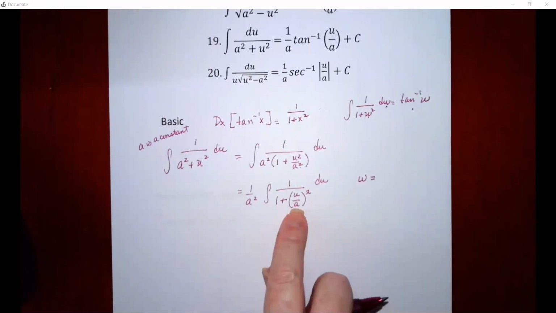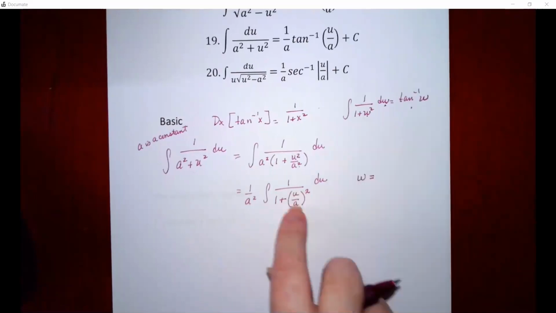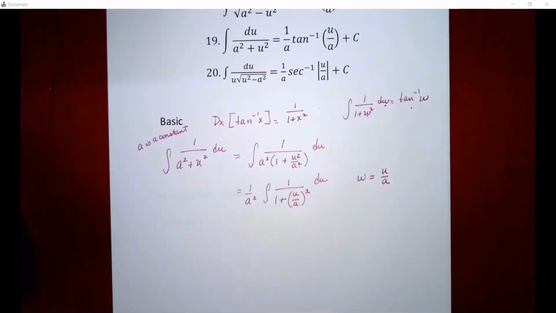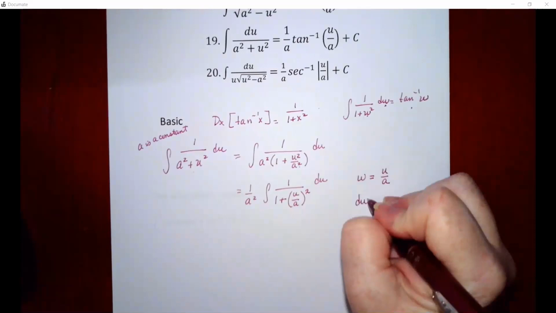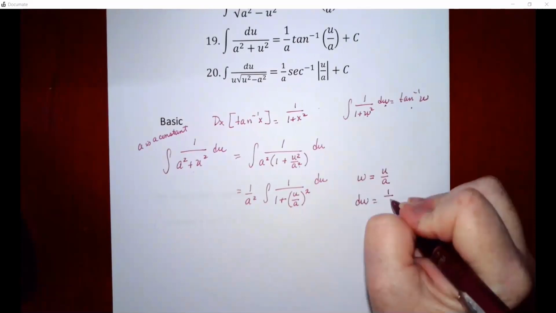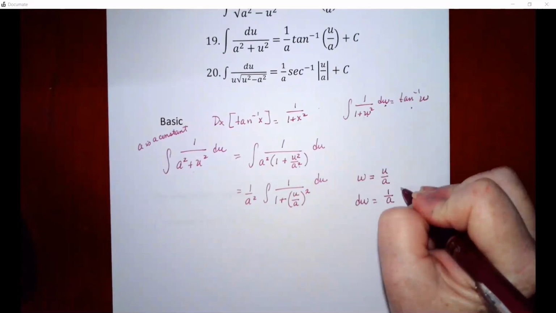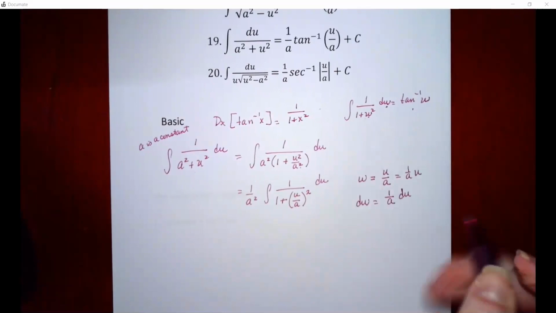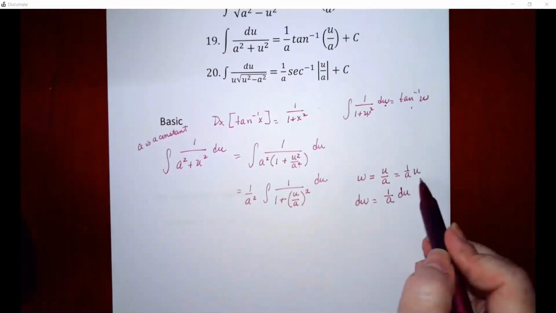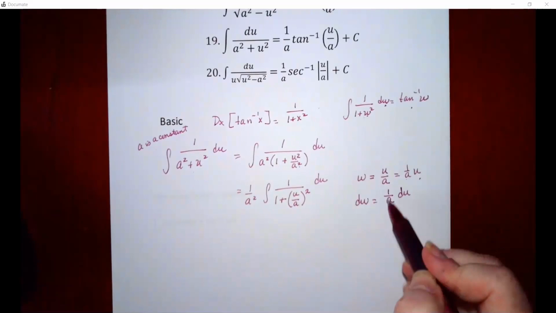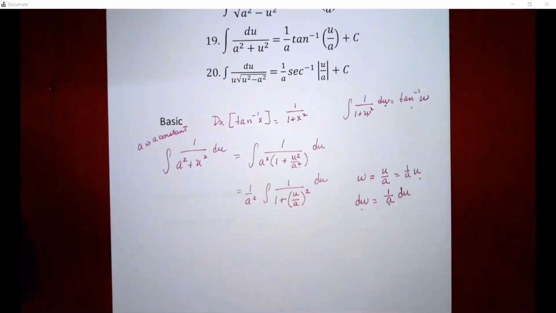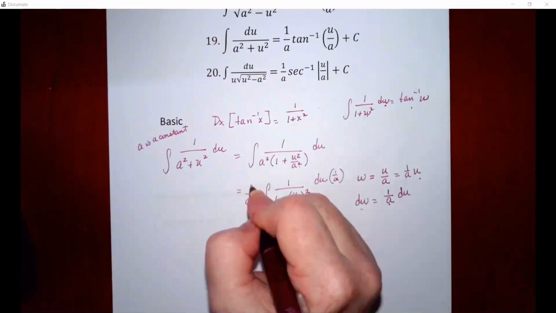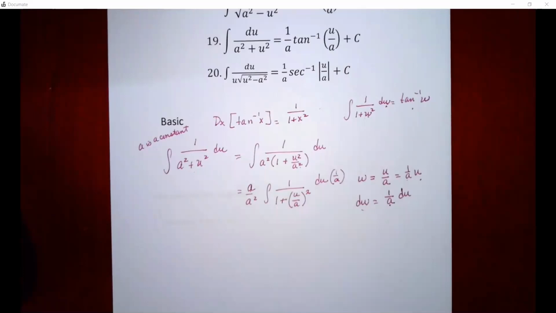If I'm trying to make this match this, what is being squared here is u over a. So dw would be 1 over a du, because remember, u over a is 1 over a times u. So when you take the derivative with respect to u, you just get 1 over a. And then I just move the du over there. So I would multiply by 1 over a inside and the reciprocal of that outside.